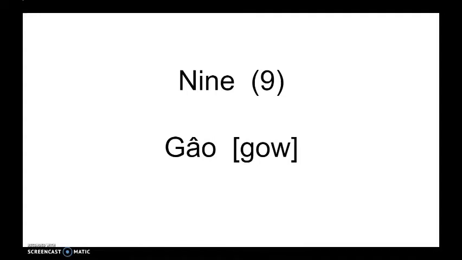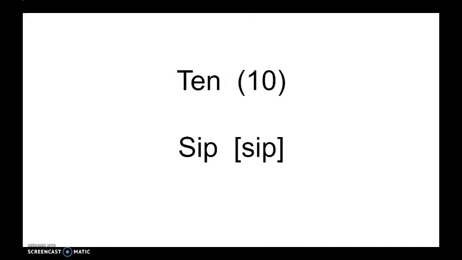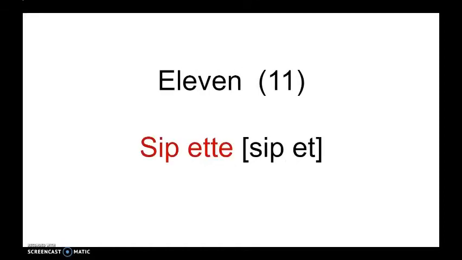Okay. Number 10 is sip, okay, sip. Number 11. Now, starting with number 11, we're going to use 10, and then we're going to add the number 1, 2, 3, 4, 5, 6, 7, 8, 9. The only irregular one to how we're going to use that combination of 10 and 1, 10 and 2, 10 and 3, is 11. Instead of 11 being sip nung, it's sip et. Okay, so 11 is sip et.